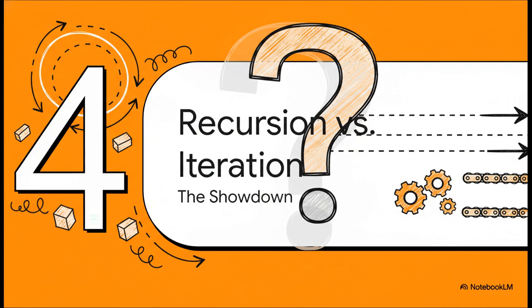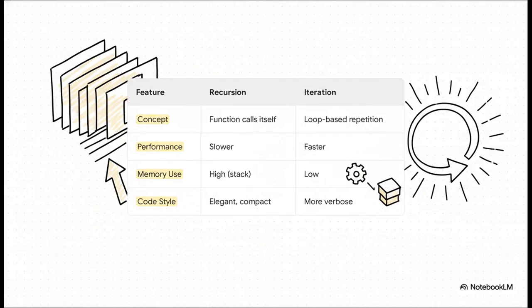So, we've just seen two totally different ways to solve the exact same problem. And this brings up a really important question. When should you use recursion, and when is a simple loop, iteration, the better choice? Let's put them head to head. This table really breaks down the core trade-off.